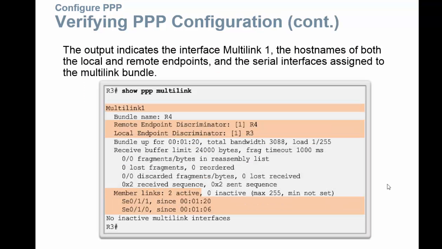If we do the show PPP multilink, the output indicates the interface multilink 1, the host names of both the local and remote endpoints, and the serial interfaces assigned to the multilink bundle. So here we see multilink 1. It says that the remote end discriminator is router 4. Our local input is router 3. And our member links, we have two that are active, serial 0/1/1 and serial 0/1/0.